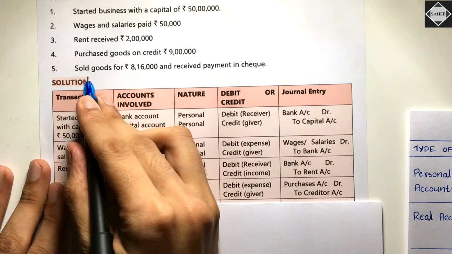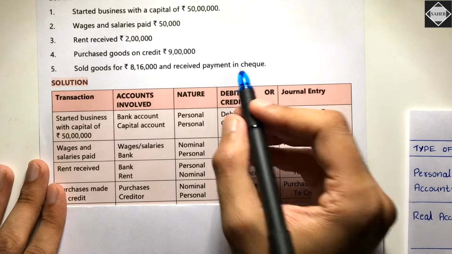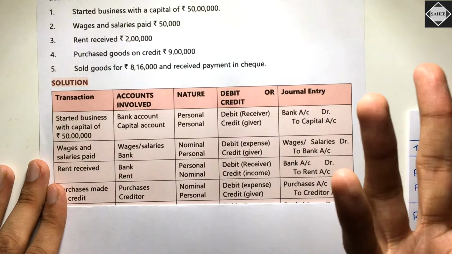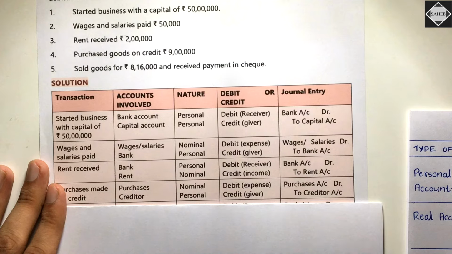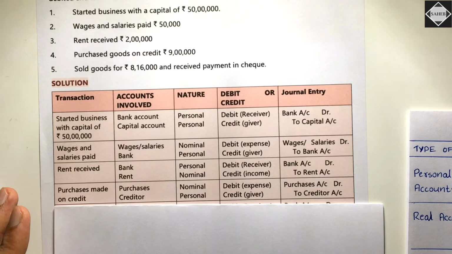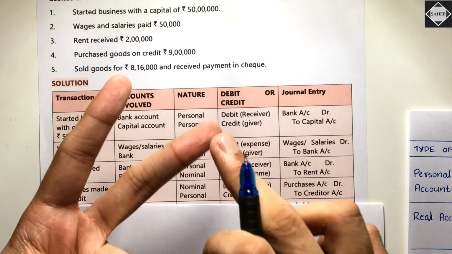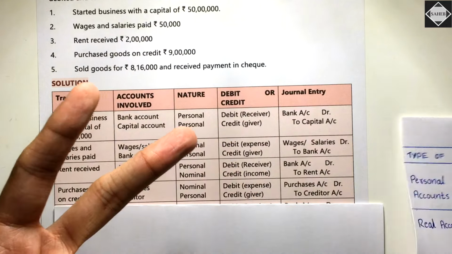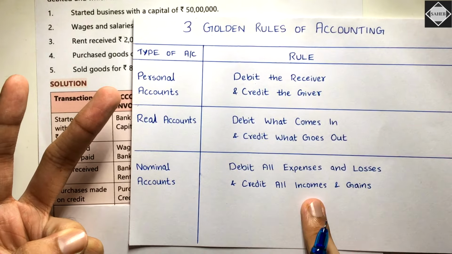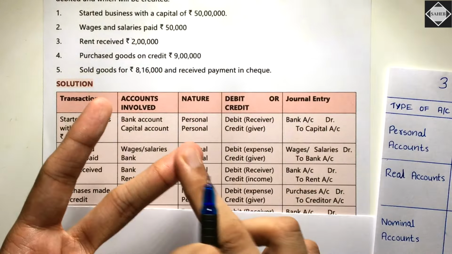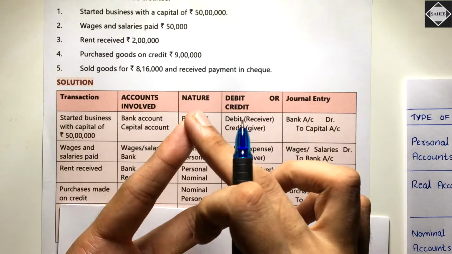Last transaction, sold goods for 8,16,000 and received payment in check. Okay, we have made sales, but we haven't received cash. We have received in form of check. So check means we'll use bank account. Is that clear? That means we will receive money in our bank account, isn't it? Yes. So which two accounts are involved over here? Bank account and sales account. Now what is sales? Sales is income. Income means nominal account category. Credit all income, right? So sales account will be credited. What will be debited? Bank account. Bank account will be debited.